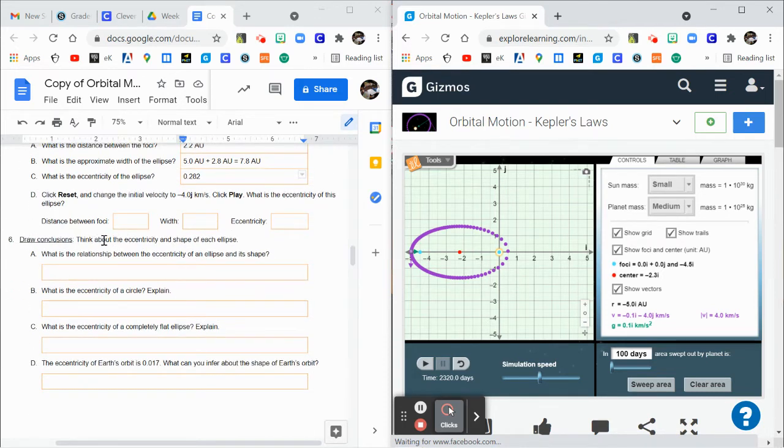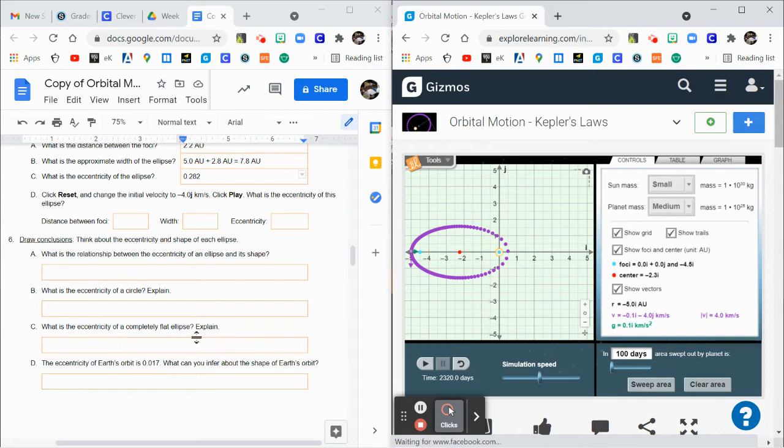Draw conclusions. Think about the eccentricity and the shape of the ellipse. What is the relationship between the eccentricity of an ellipse and its shape? What is the eccentricity of a circle? Explain. What is the eccentricity of a completely flat ellipse? The eccentricity of Earth's orbit is 0.017. What can you infer about the shape of Earth's orbit?